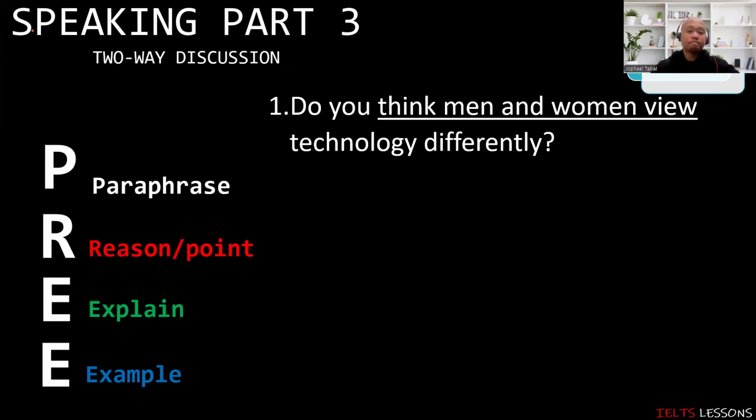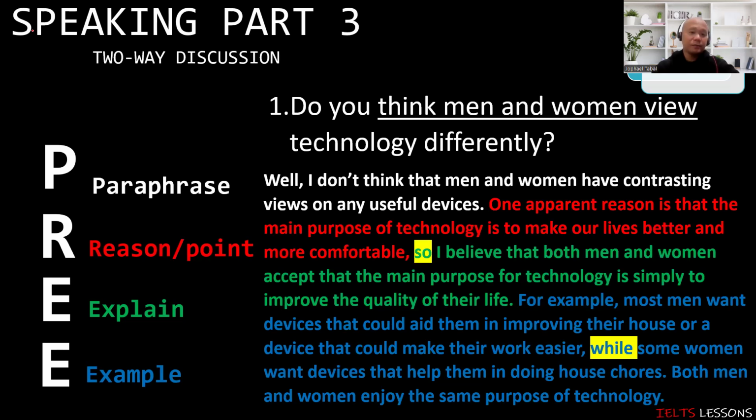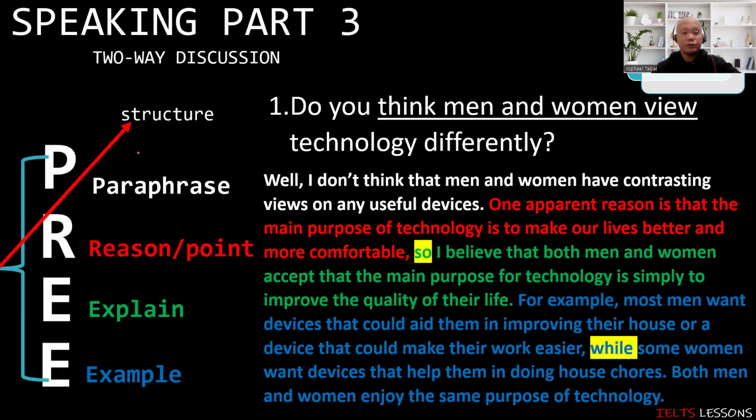Okay. So we have here, for example, the question: do you think men and women view technology differently? All right. So again, the candidate here begins with paraphrasing the question, then gives the point or reason, explains that reason or point, and gives an example. So that's how we have the structure here.